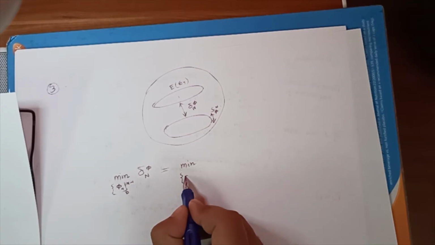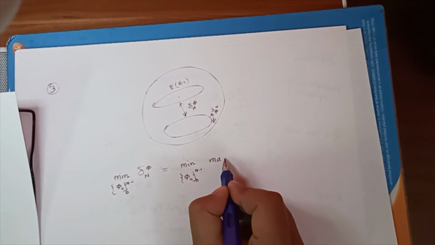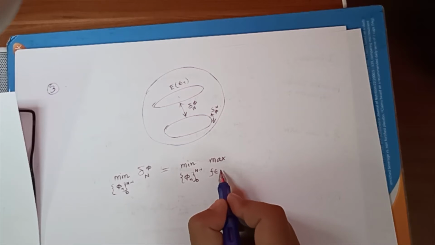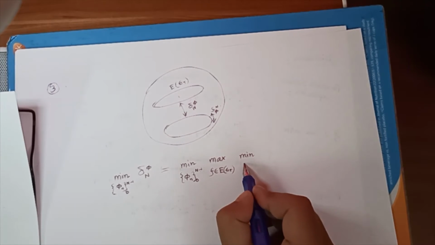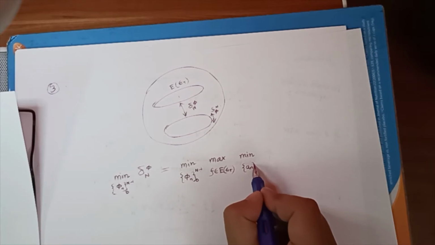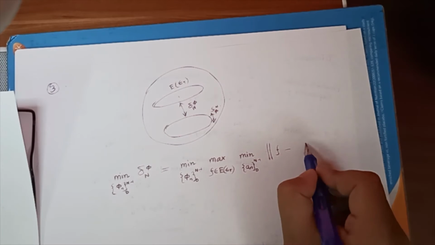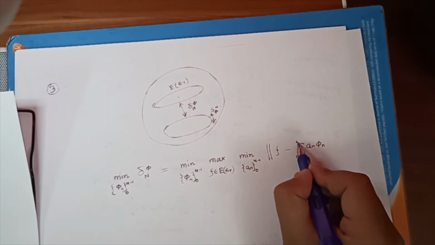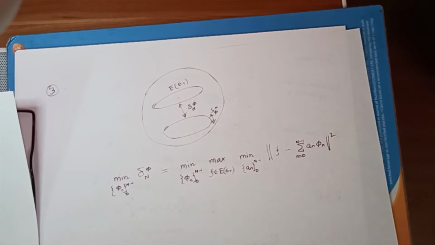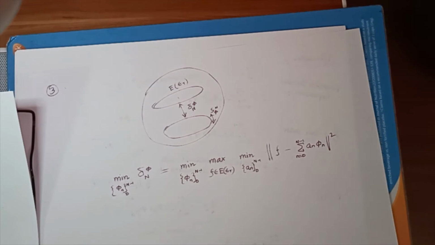The first minimum, this is the third minimum for n equal to 0 to n minus 1, then the maximum for all f, then the first minimum for all a n, and then you are minimizing f minus summation a n phi n, n equal to 0 to n minus 1, square. And if you solve this particular triple optimization problem, what you will get? You will get some basis.